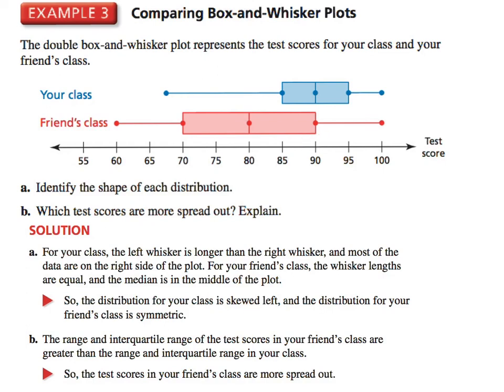Which test scores are more spread out? Well, if we look at it, the interquartile range in your class is smaller, right here. The difference between the median here and the median here is smaller than your friend's class. Now, the test scores in your friend's class are more spread out. Look at how much farther this is spread out than your class.